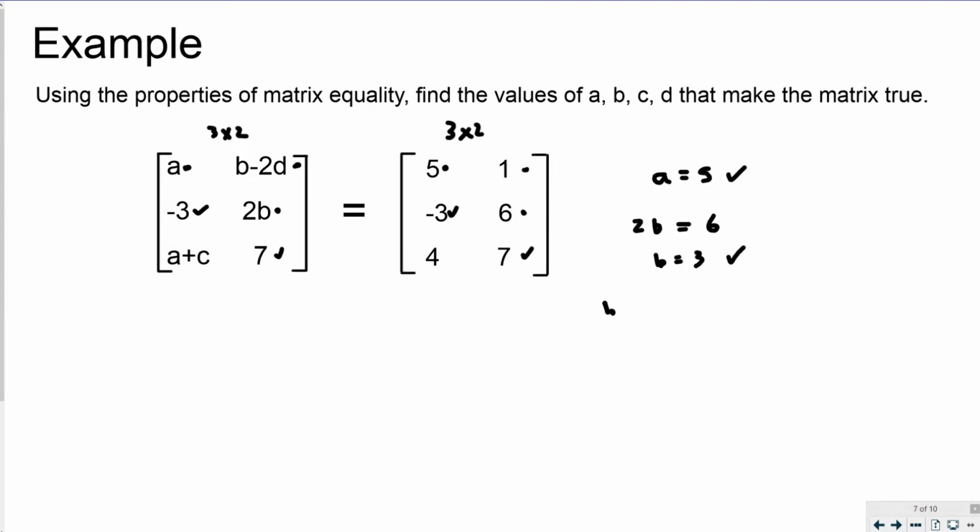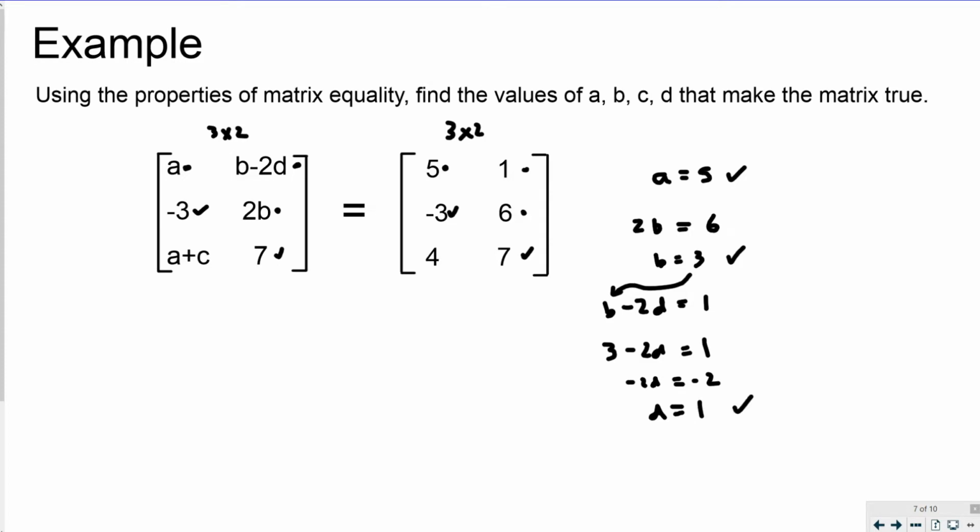Boom. And then I can use B equals 3 in this expression up here, equal to 1. So I could say B minus 2D equals 1. Then I can substitute what I know B is equal to. So 3 minus 2D equals 1. So negative 2D equals negative 2 when I subtract 3 from both sides. So D equals positive 1.